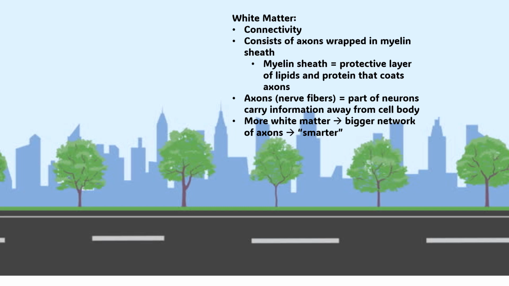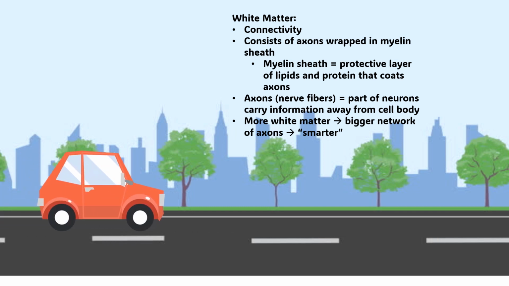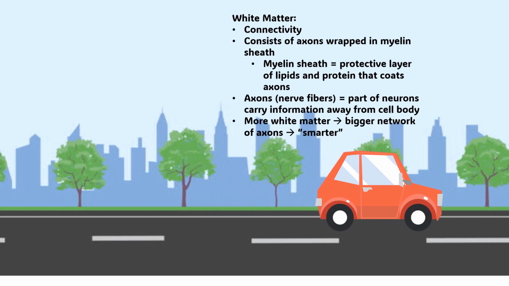within the brain. This white matter consists of networks of axons, which are nerve fibers that carry information away from the cell body. These axons are wrapped in myelin sheath, a protective layer of lipids and proteins that maximizes their efficiency. So, just like a system of highways, the bigger the network of white matter, the smarter the animal.